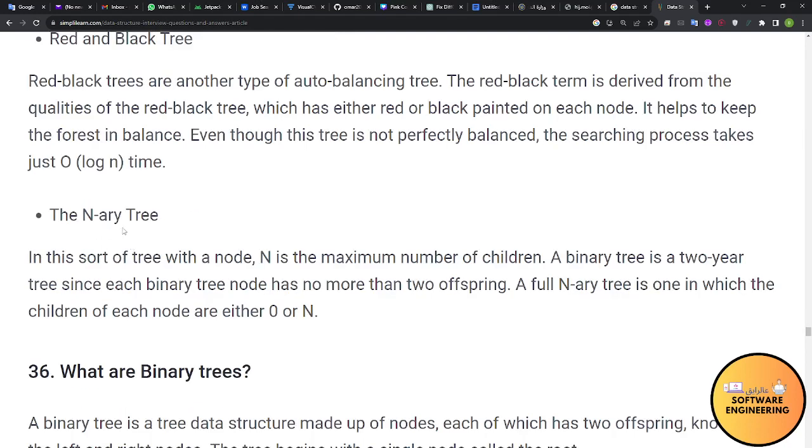وآخر نوع ال N array tree. In this sort of tree, the N is the maximum number of children a node can have. A binary tree is a two-array tree since each binary tree node has no more than 2 offspring. A full N array tree is one in which the children of each node are either 0 or n.